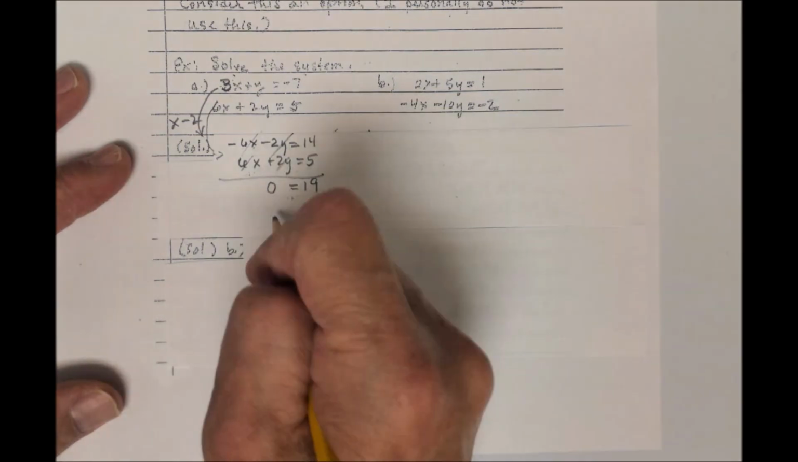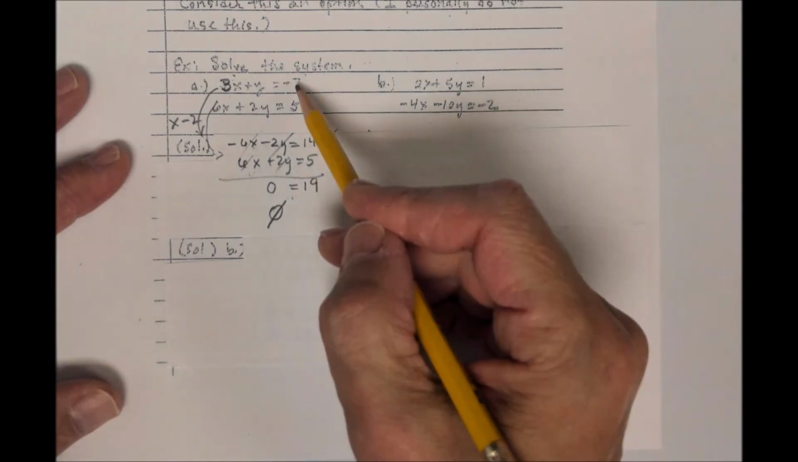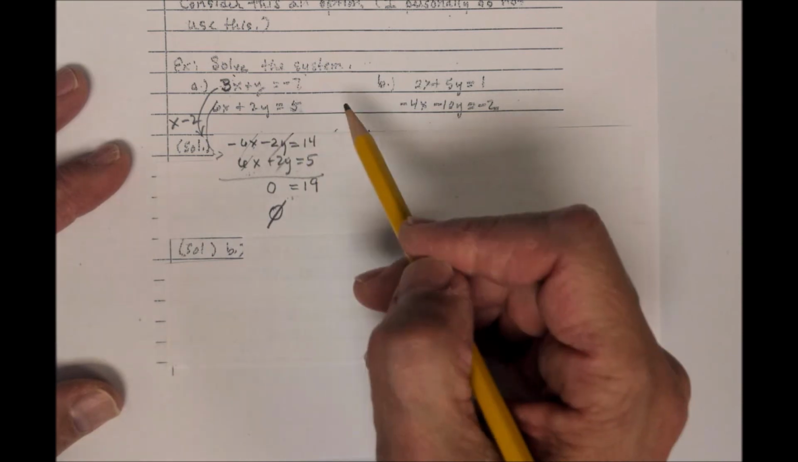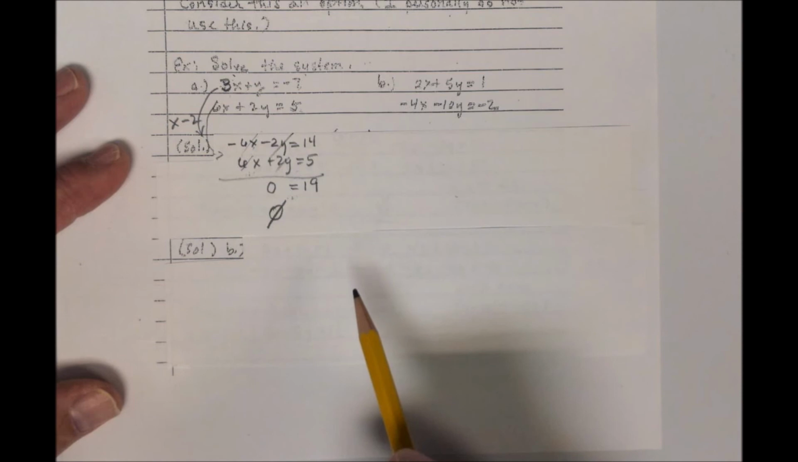So therefore, empty set. Now don't get me wrong, this has infinitely many answers and this has infinitely many answers. They just don't have any answers in common. If you were to graph these two lines, they'd be parallel to one another. They'd both have slope -3, but they'd have different y-intercepts.